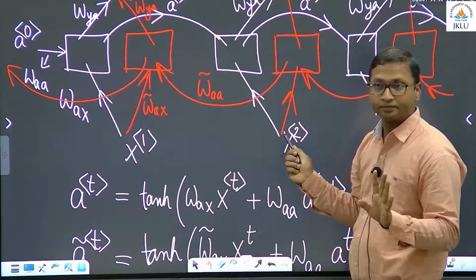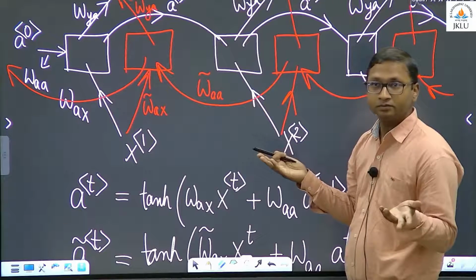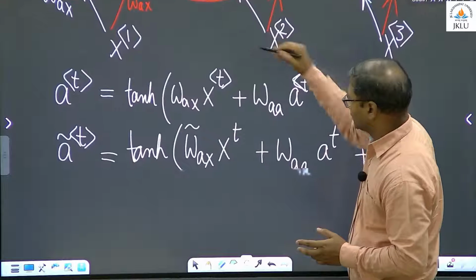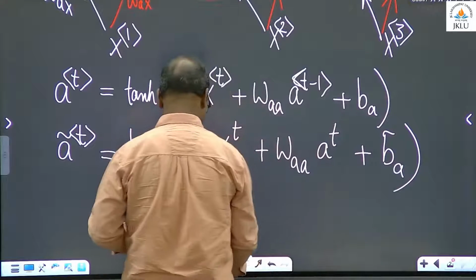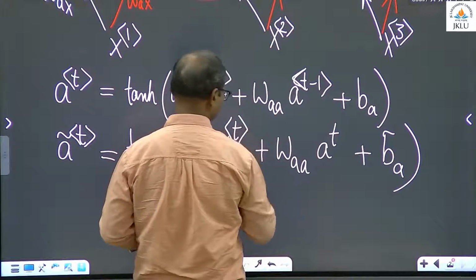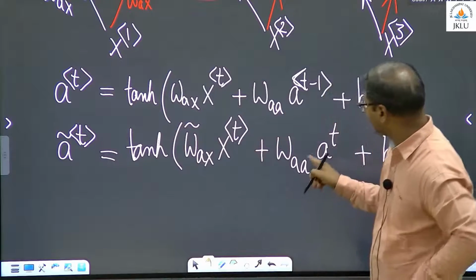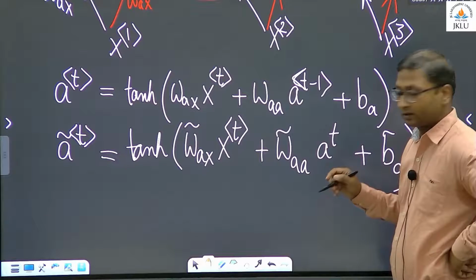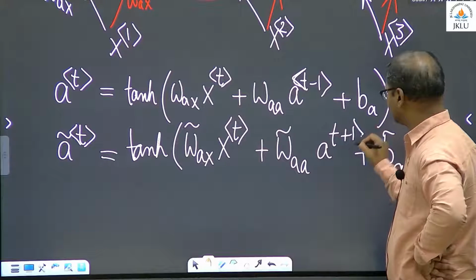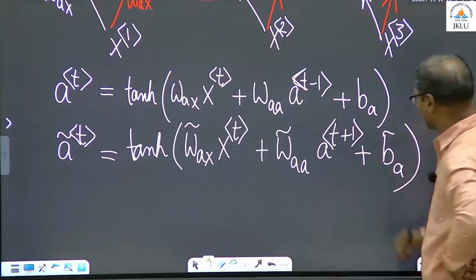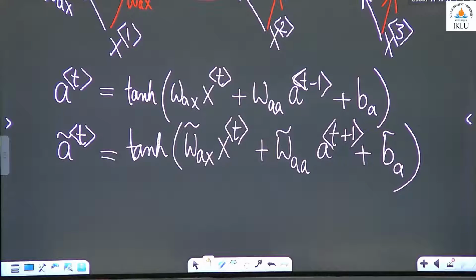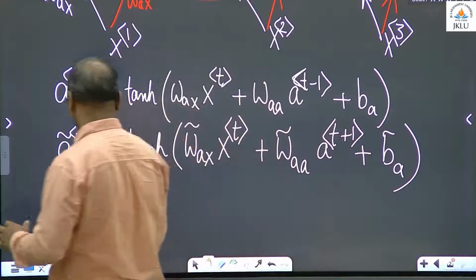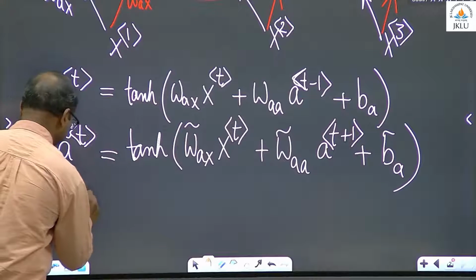Right. So Tth timestamp depends on Xt. WAA tilde, what will happen here? Tilde, what else? A t plus 1 and B tilde, that's it. Now you have got these things, how will you write y hat t?